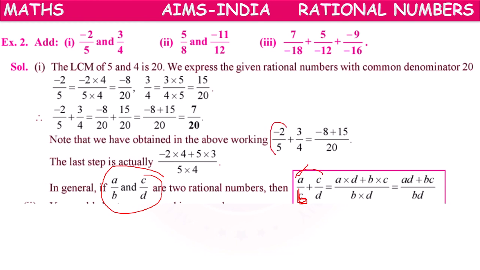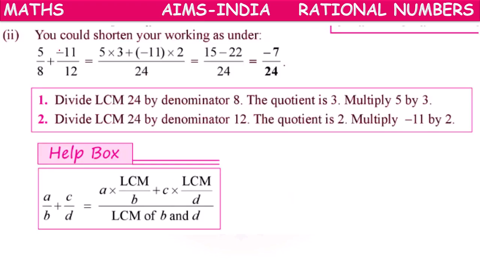So here minus 2 by 5 is there. So what will we write here? We can write the common denominator 5 into 4. In the numerator part, minus 2 into 4 plus 3 into 5. In the crisscross method, we write the product in the numerator, and the product of both denominators in the denominator. So minus 2 times 4, minus 8, 5 times 3, 15, by 20. Okay, like this also we can do.